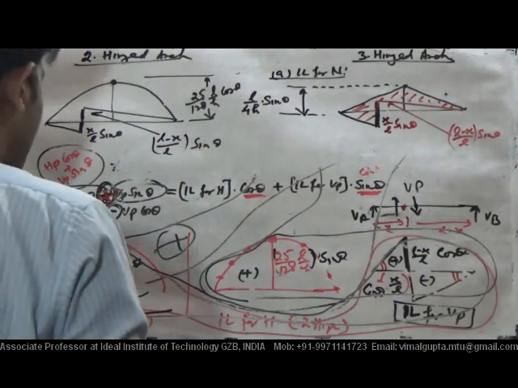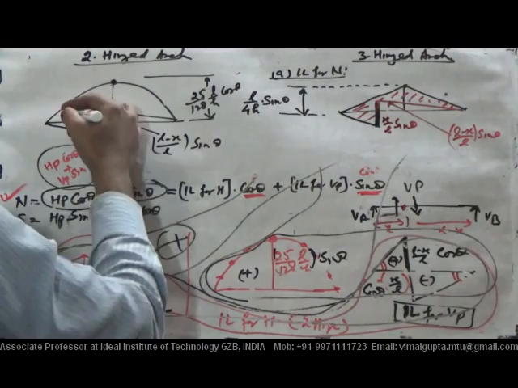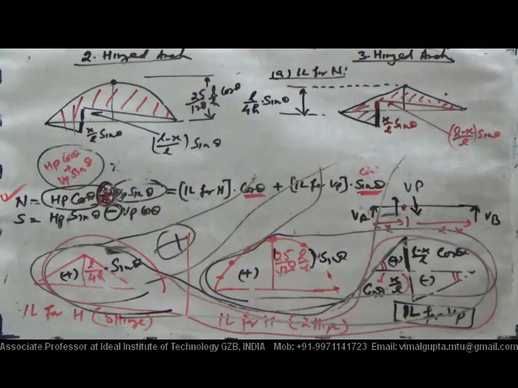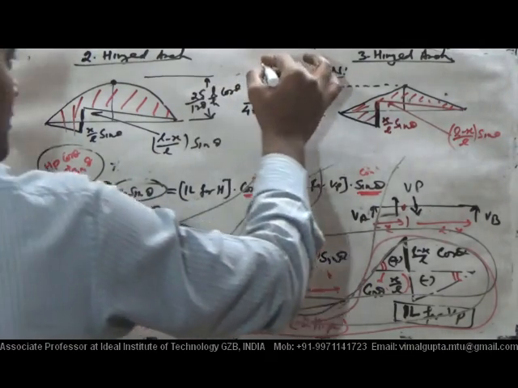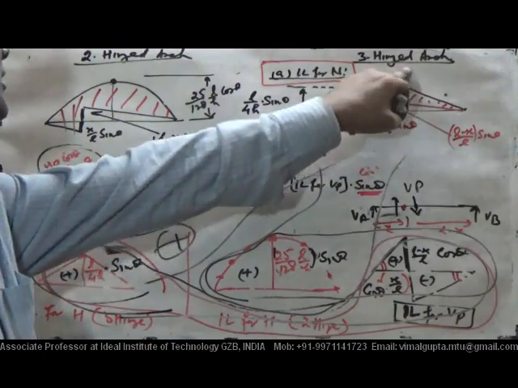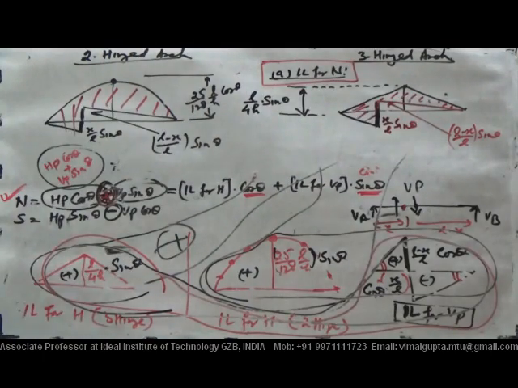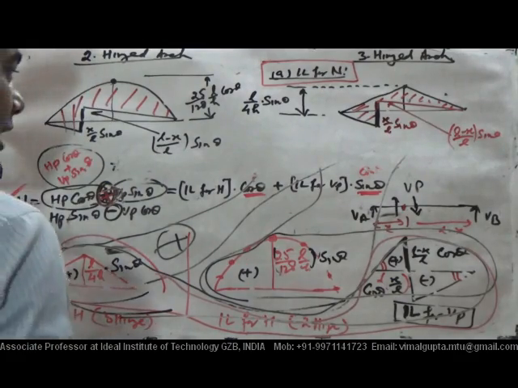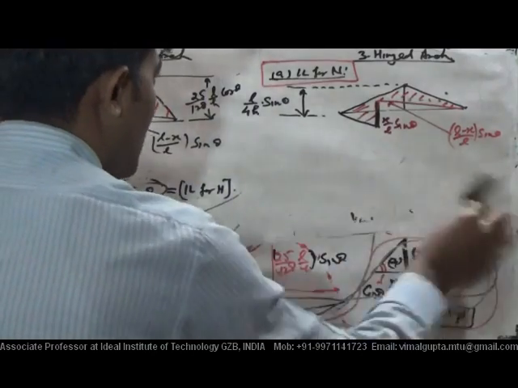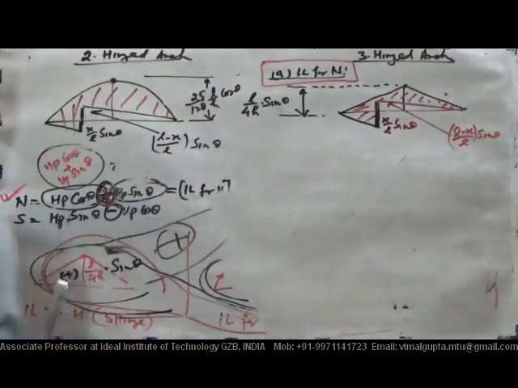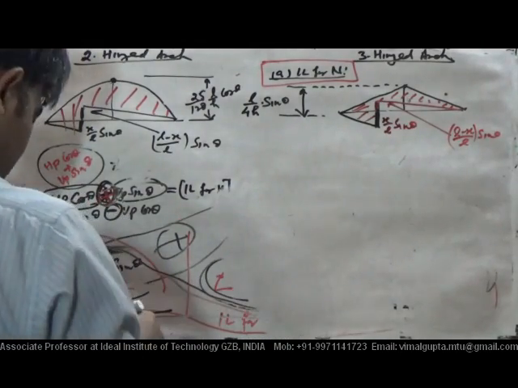The remaining thing is what? The remaining will be this. So this is the IL for N. Now this is the plot of IL for N. This one is basically for 3 hinge and it is for 2 hinge. Similarly, we can have the diagram for case B.